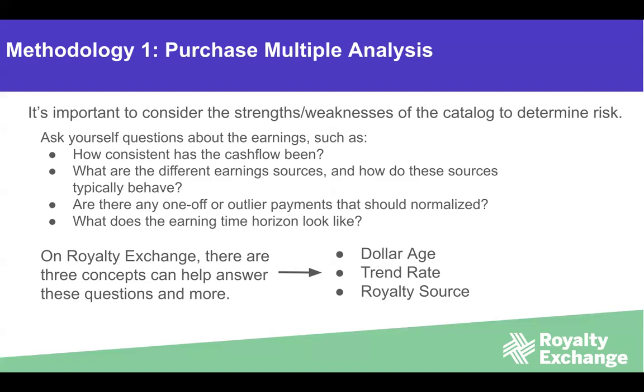You also want to look for one-off payments, outlier payments. This could be things like catch-ups, big sync payments, things that you can't rely on for the future. So when determining a fair offer value, you normally want to level those out so you get a more realistic view of the consistent cash flow compared to the upside. And then what's your earning horizon look like?